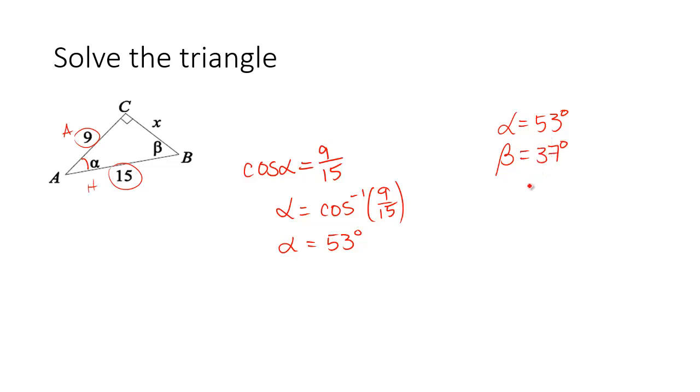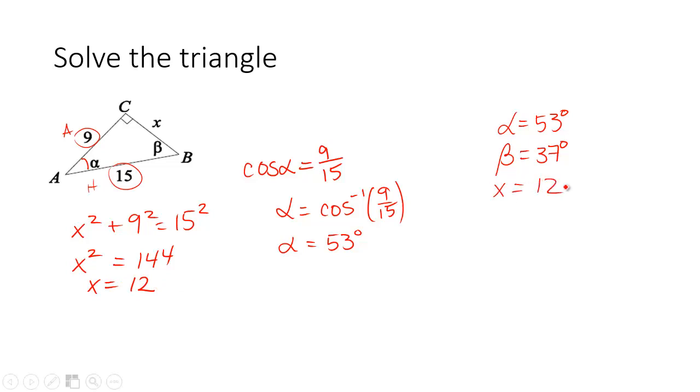And we just need to find x, and we can find that by using the Pythagorean theorem of x squared plus 9 squared is 15 squared. So you have x squared equals 15 squared minus 9 squared, gives you 144, and therefore x is 12 when you take the square root of 144. So we also have x, and that's 12.